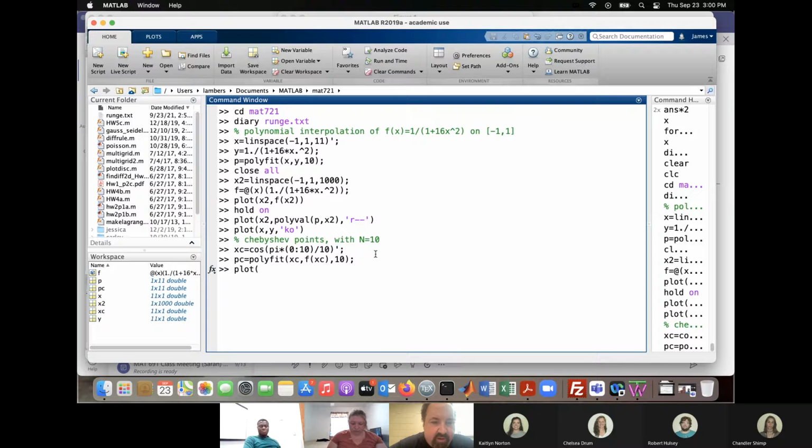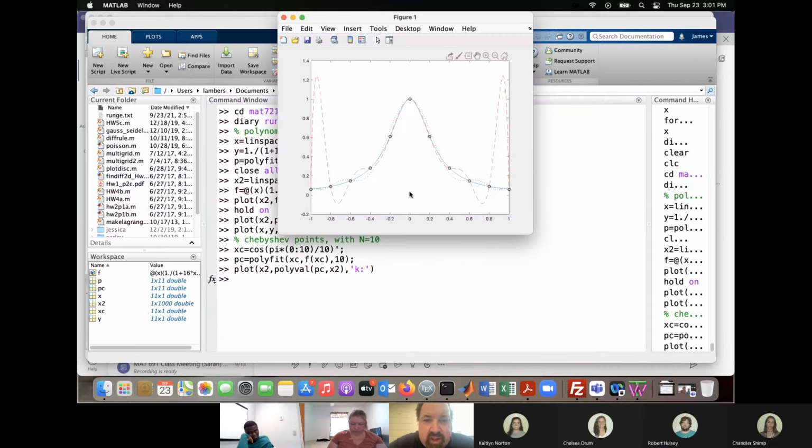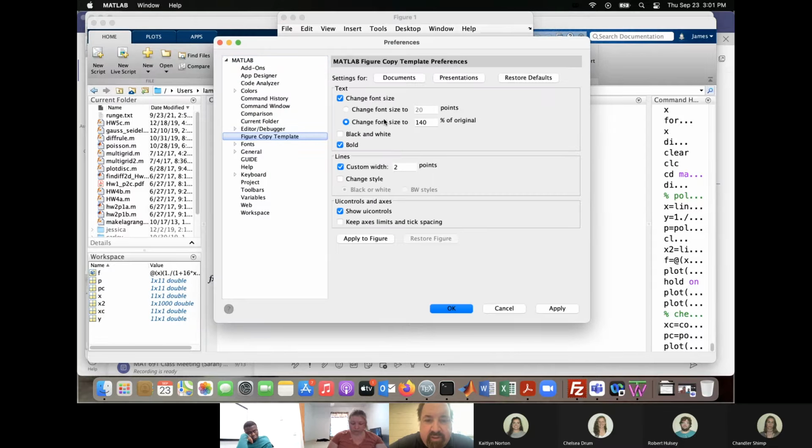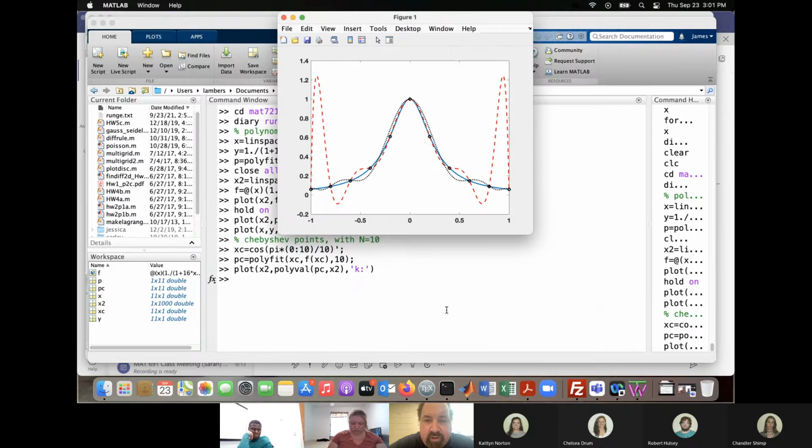And then I'll evaluate that polynomial, and I'll use a black dotted curve. I don't know how well you can see this. I'm going to change the appearance of the graph so that it's easier to see. Make the curves thicker. Okay, much better. So now the black is the approximation using Chebyshev points.